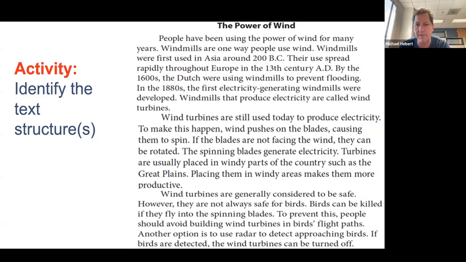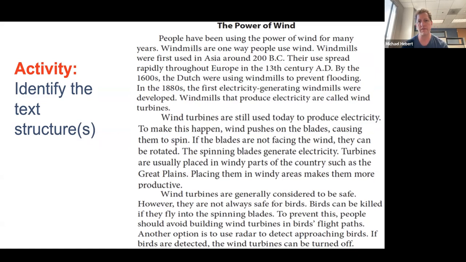But in that last paragraph, you also mentioned that wind turbines are generally considered to be safe, but they're not always safe, right? And so if you read through that, to prevent things like birds from being killed, we can avoid building them in flight paths, or we can use radar to detect approaching birds. So those are potential solutions to the problem of the turbines not being safe for birds, right? And so, absolutely, I see some elements of problem and solution in there.